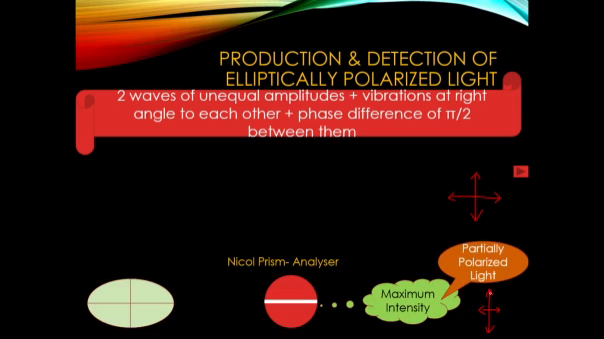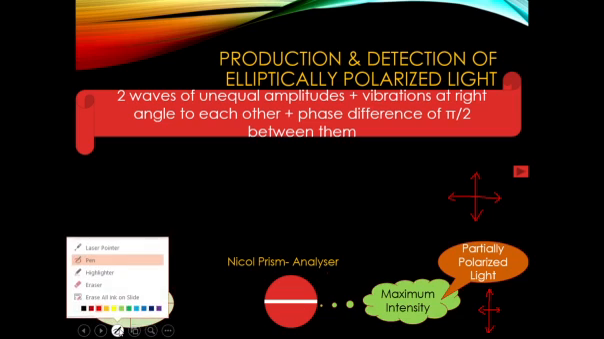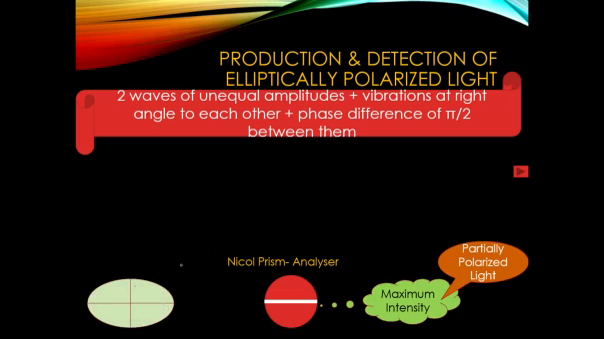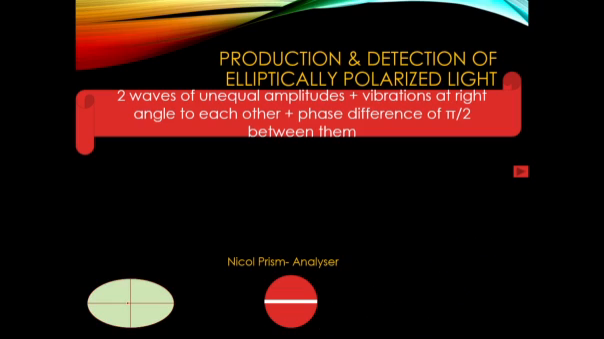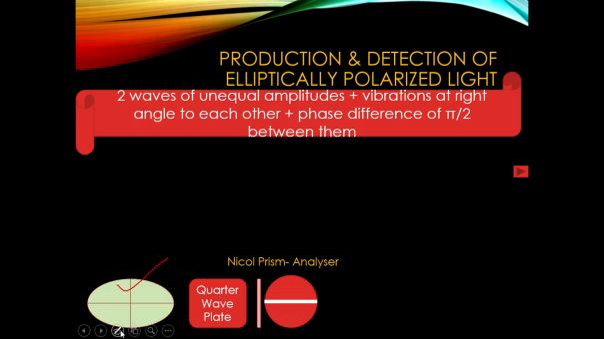So how do you distinguish whether it is a partially polarized light that is incident or whether it is an elliptically polarized light that is incident on the analyzer? In order to differentiate between partially polarized light and elliptically polarized light, what we do is that we will again pass the incident light through a quarter wave plate. So what will happen if an elliptically polarized light passes through a quarter wave plate? We have seen it earlier. Let me show you again.